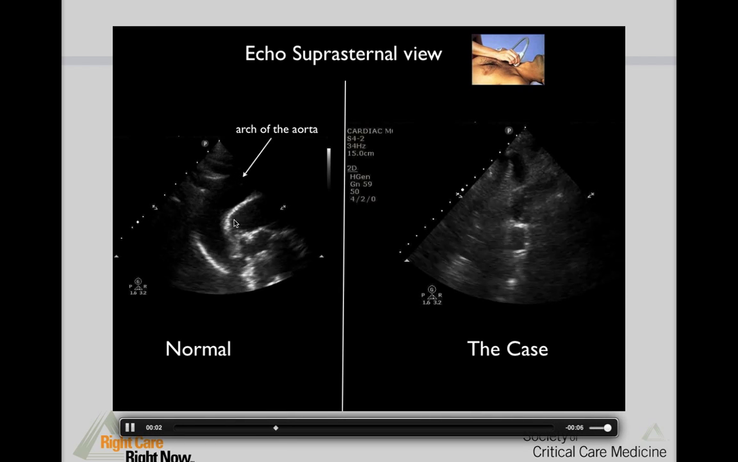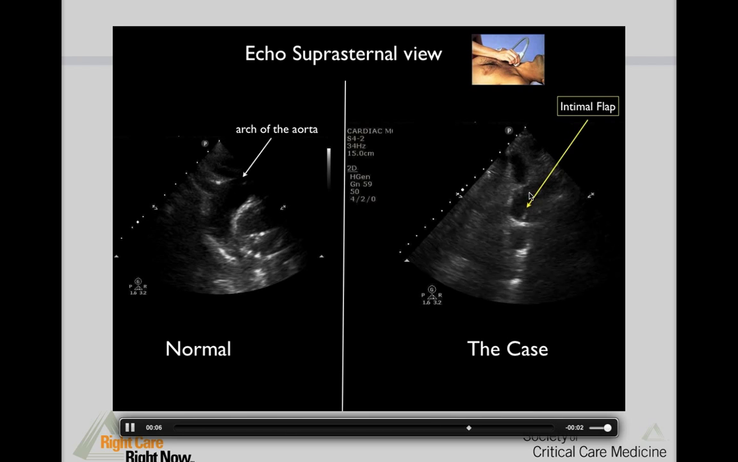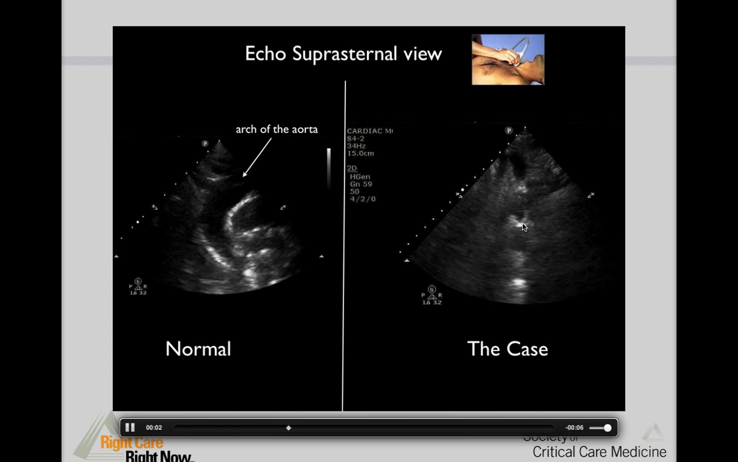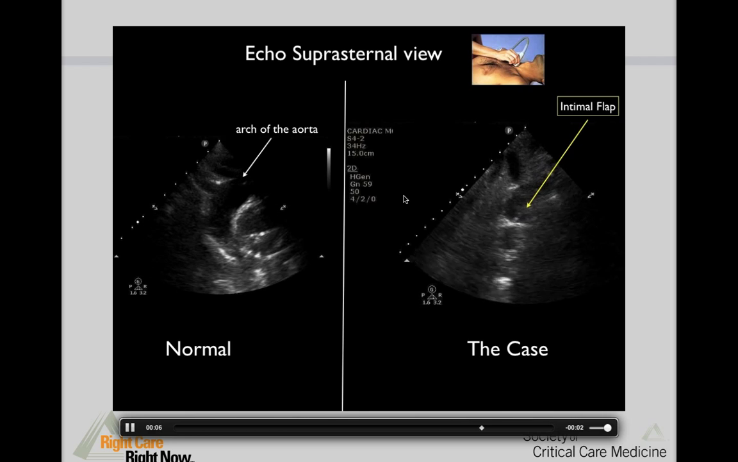So again, normal is here on the left. This is a suprasternal view. And here's our patient with her ascending aorta with this flap in the breeze here. And this is a little picture of how you're going to do this at the bedside.